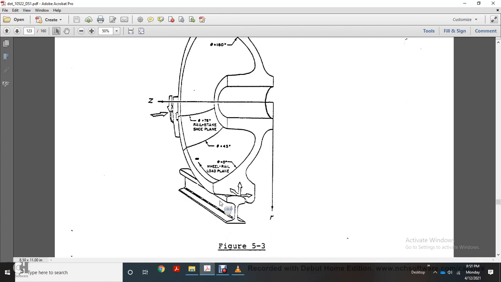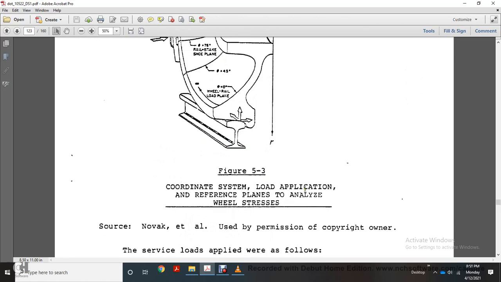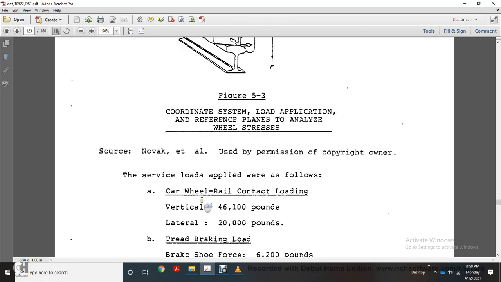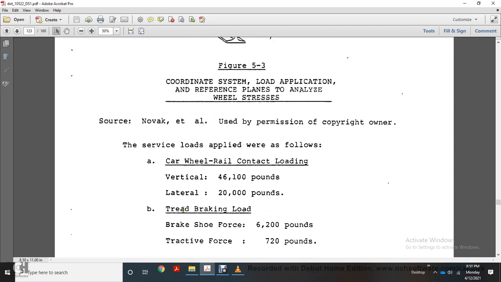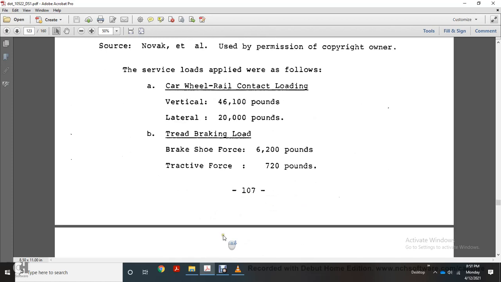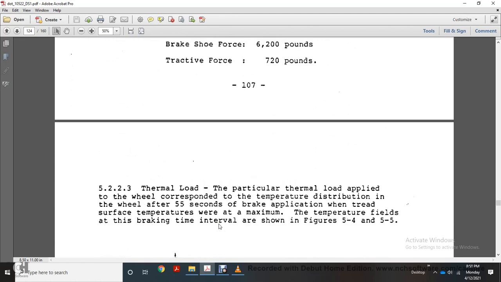The figure shows the wheel rail load plane and rail brake shoe plane, 180 degrees apart, and the coordinate system with load application reference planes for the analysis of the wheel stress. Surface loads applied were as follows. Car wheel rail contact loading: vertical 46,100 pounds, lateral 20,000 pounds. Tread brake loading: brake shoe force 62,100 pounds, tractive force 7,200 pounds.